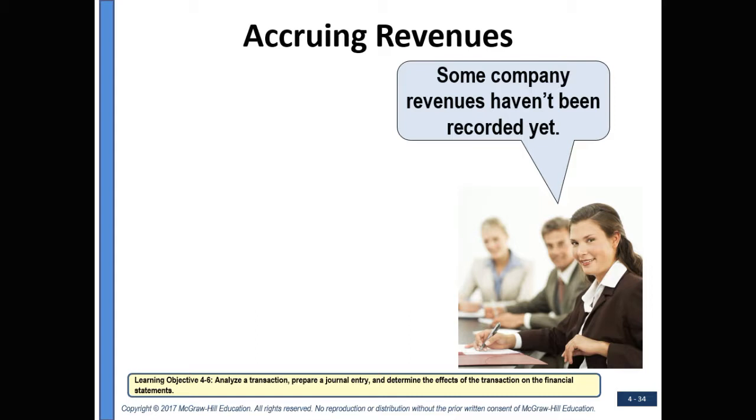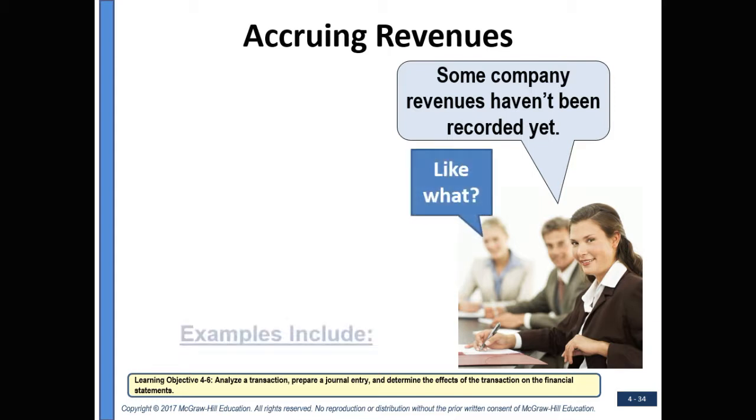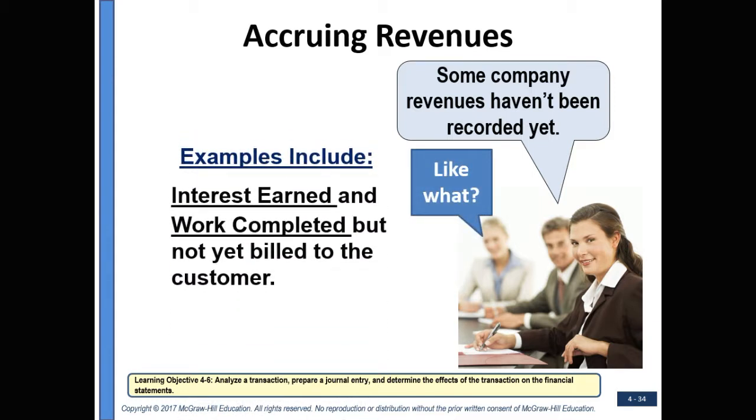So, accruing revenues. There are sometimes when a revenue hasn't been recorded yet. Interest earned and work completed, but not yet billed to customers are examples of accrued revenue. One industry where you can find work completed but not yet billed to the customer might be the construction industry, where they have reached a certain point of completion but haven't yet reached a point where they can bill.